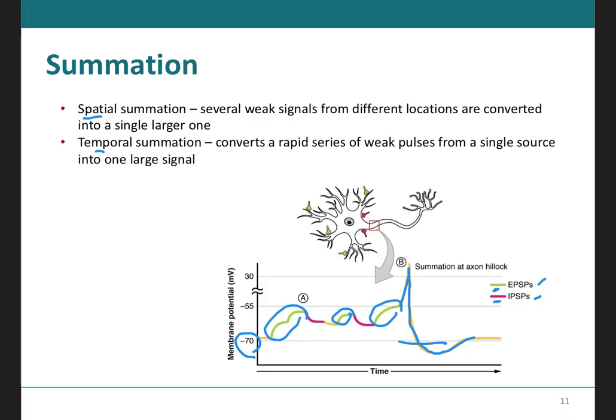And temporal summation has to do with time. So you're going to have several rapid, weak signals that are coming from the same source, so the same type of information over time. And because it is telling the postsynaptic neuron this information is very important over time, therefore this information needs to be processed. So that's what we call temporal summation.